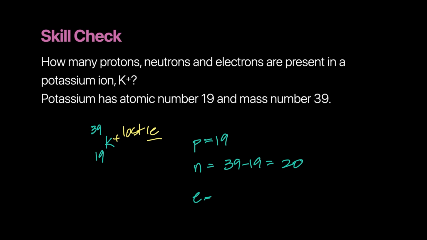So it had 19 electrons, just like the number of protons, but it now loses 1 electron to become a plus charge. 18 electrons. Now this kind of stuff you've done in IGCSE and O levels. It's pretty easy, I know. I'm just recapping it because everything else from now on will be new stuff.